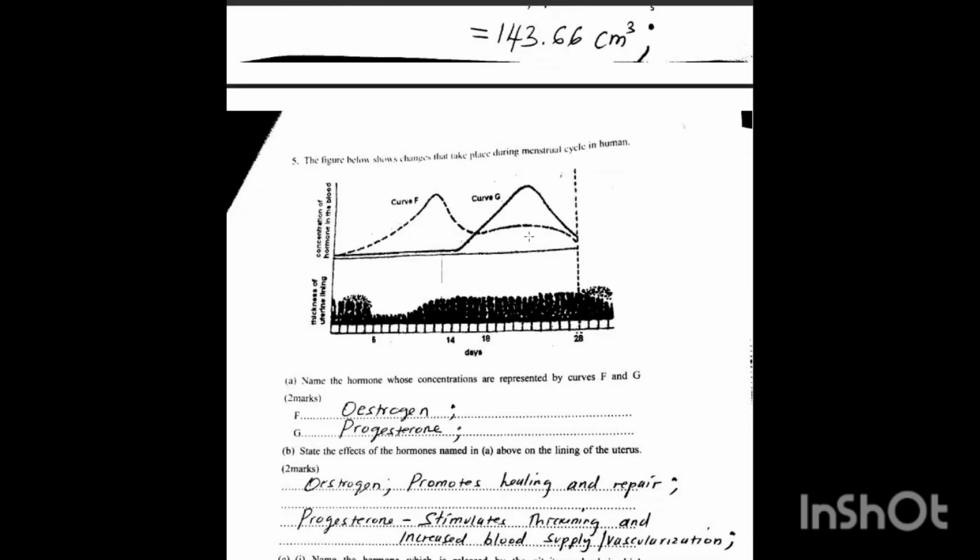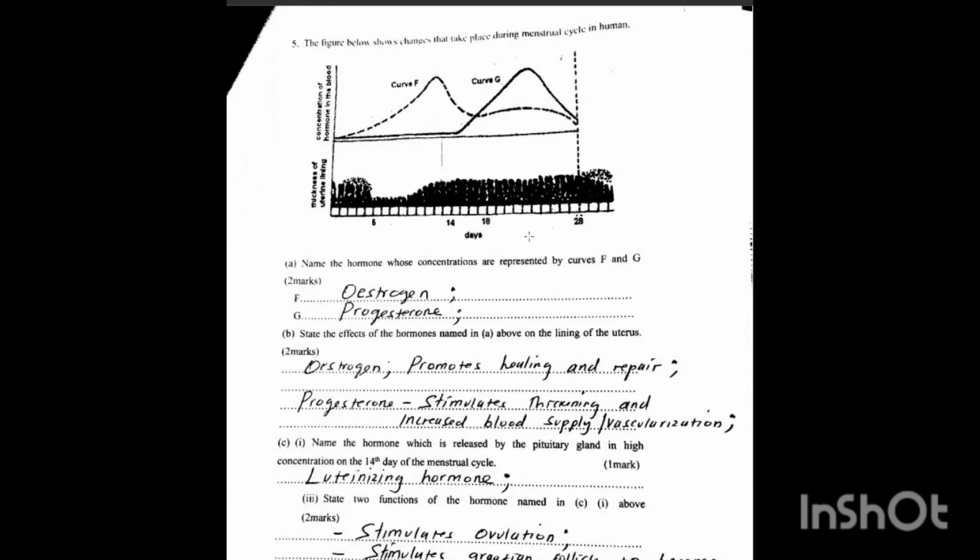Then number 5, it's a menstrual cycle of a human being. You're supposed to name the hormones whose concentrations are represented by curves F and G. F is estrogen hormone. It is normally high just before ovulation. Then G is progesterone hormone. It is produced after ovulation as the body prepares to host a baby.